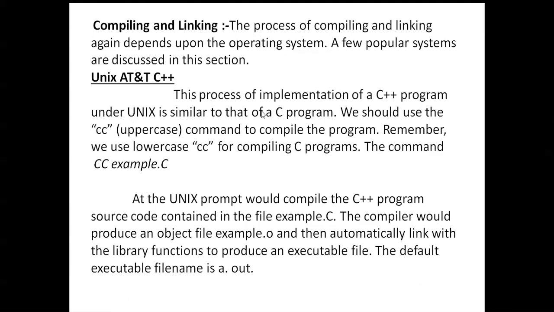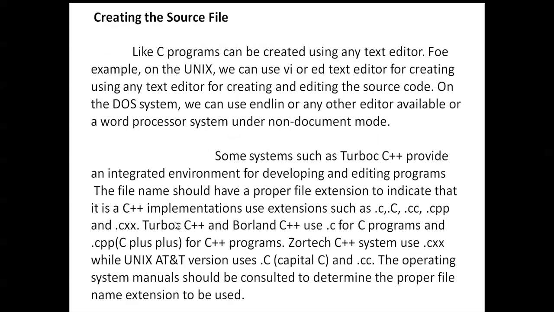The process of implementation of a C++ program under Unix is similar to that of a C program. We should use the uppercase CC command to compile the program. Remember, we use lowercase cc for compiling C programs. The command cc example.c at the Unix prompt would compile the C++ program source code contained in the file example.c. The compiler would produce an object file example.o and then automatically link with the library functions to produce an executable file. The default executable file is a.out.